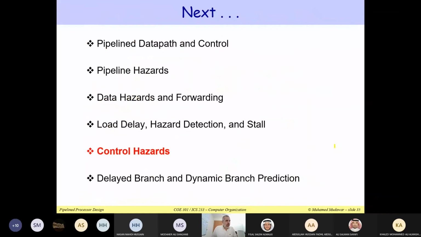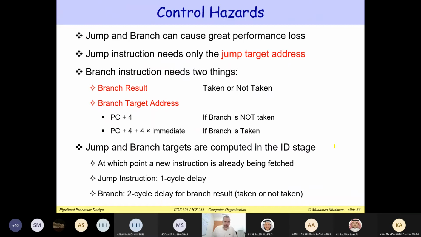I need to talk about control hazards. Okay, control hazards. So what are control hazards? Now, these are caused by control instructions. What are the control instructions? They are mentioned here: jump and branch are the control instructions.